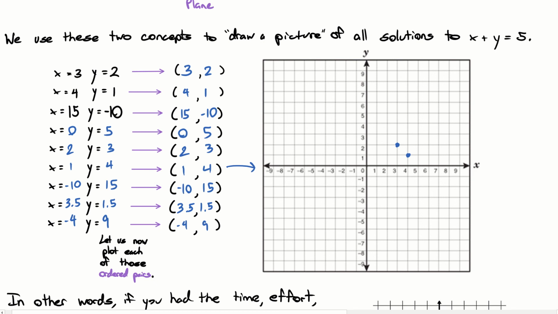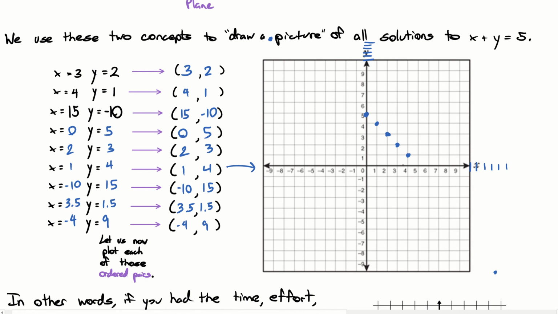Let's see here, (15, -10). Well, 15 is going to be all the way over here, and negative 10 is going to be down there. So let's see, 9, 10, 11, 12, 13, 14, 15. I've got to extend the graph a little bit right there. That's going to be down there. (0, 5) is right up here. (2, 3) is right there. (1, 4) is right there. (-10, 15). Negative 10 is over here. I'll extend this, 10, 11, 12, 13, 14, 15. So that's going to be about right there, between the A and the P of the picture.